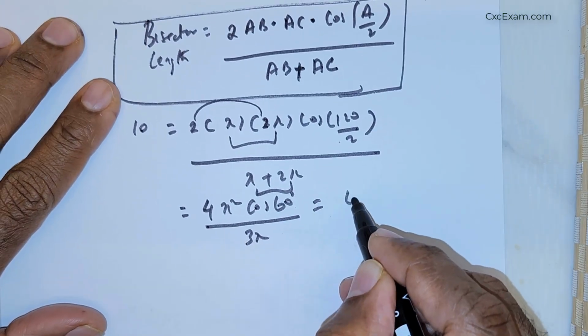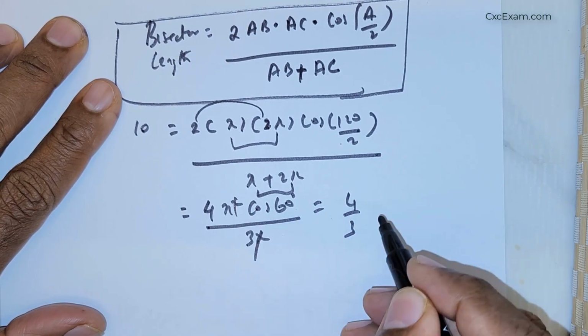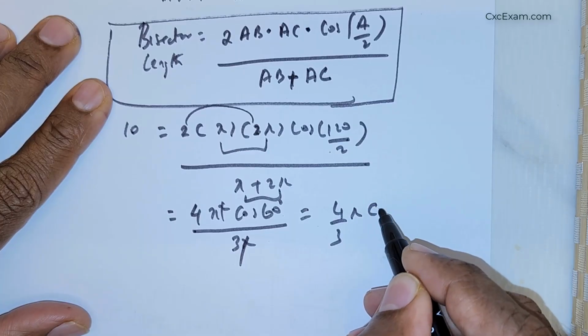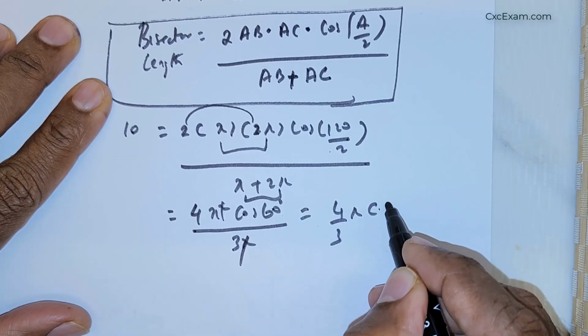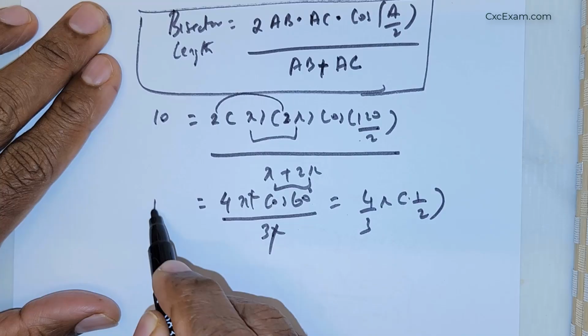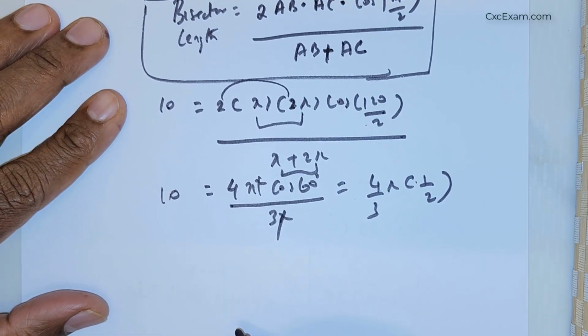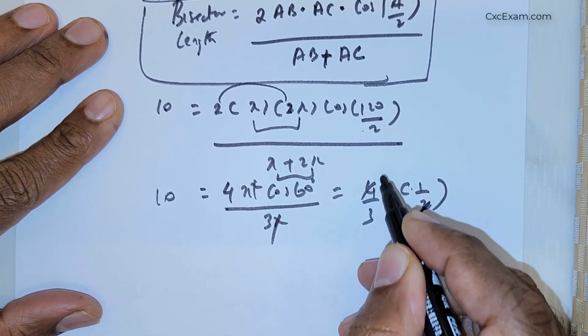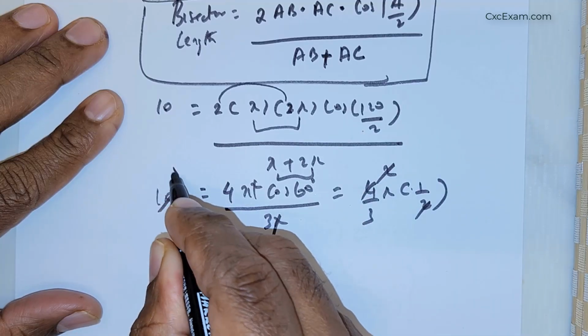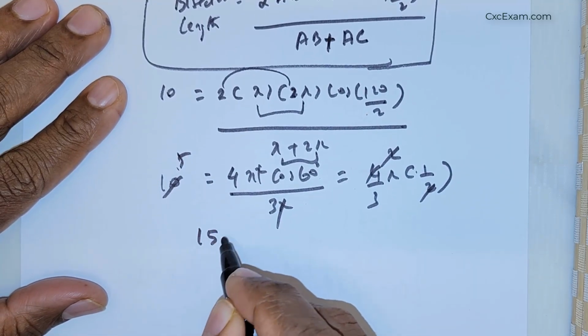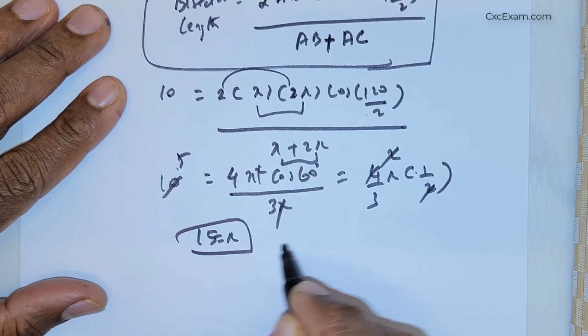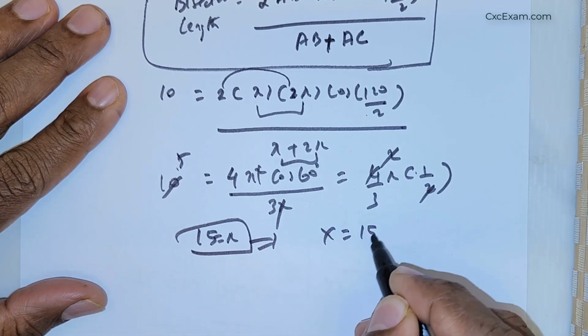I'm going to rewrite this as 4 over 3, x and x can be cancelled, x times cos of 60, that's 1 over 2. And you have 10 here. So 2 divides here 2 times, 2 divides here 5 times, 3 into 5, 15. So this means the value of x is equal to 15.